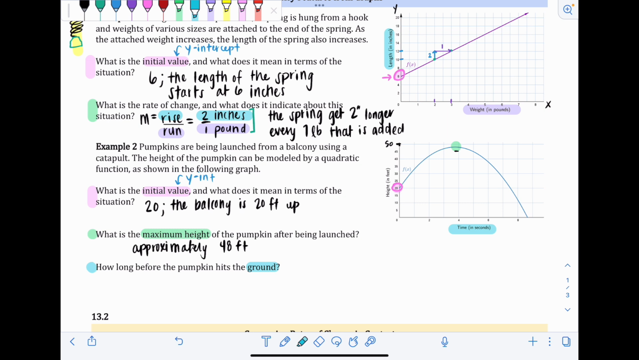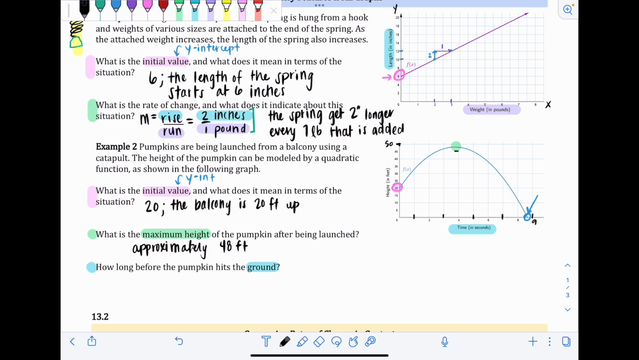So if we're trying to figure out how long before the pumpkin hits the ground, we have to look for when the pumpkin hits the bottom of the graph, because the bottom of the graph has a height of 0, and that would be the ground. So that's that point right there, and it looks like we're going to have to estimate it again. So we'll look at the scaling on the x-axis. It looks like this is 1, 2, 3, 4, 5, 6, 7, and then 8, and this would be 9. So it's somewhere between 8 and 9.